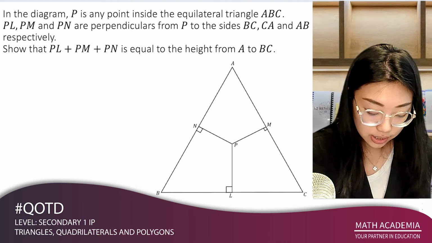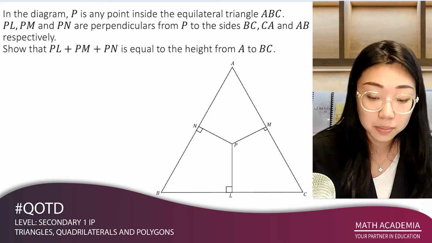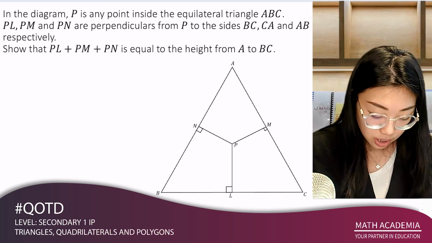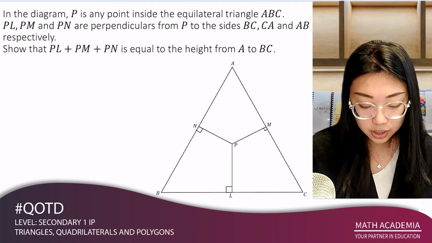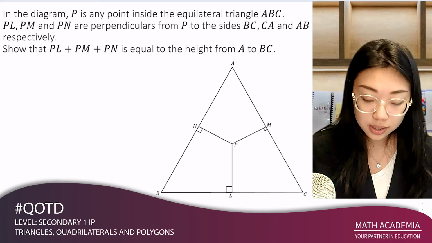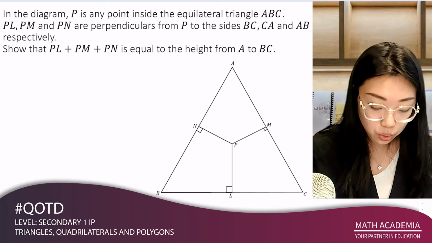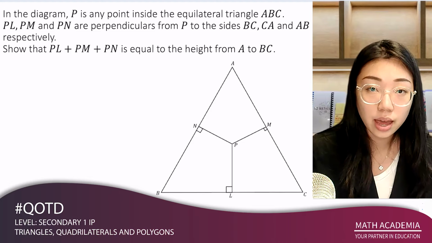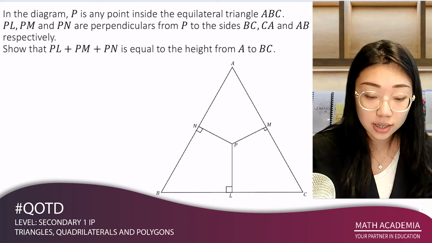This question states that P is any point in an equilateral triangle ABC, and PL, PM, and PN are perpendiculars from P to the sides BC, CA, and AB respectively. They want us to show that PL plus PM plus PN is equal to the height from A to BC.